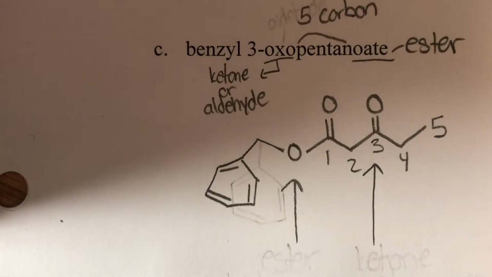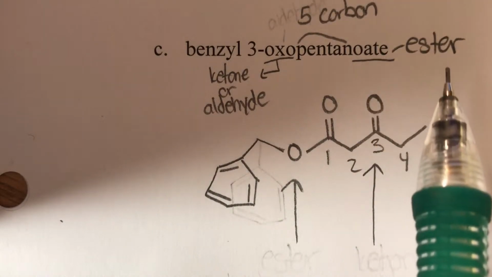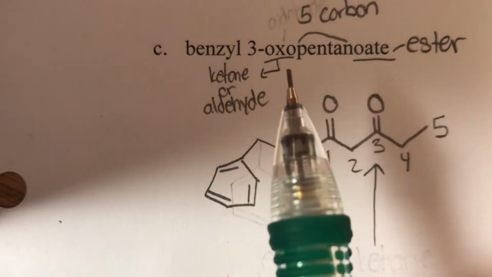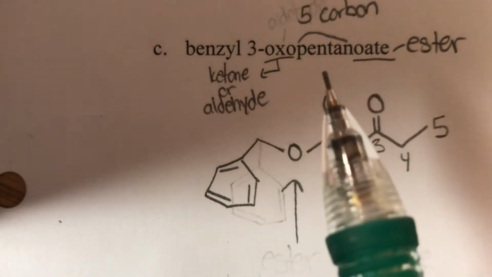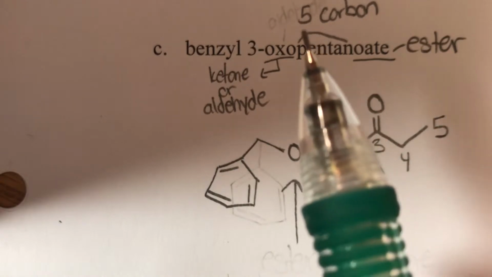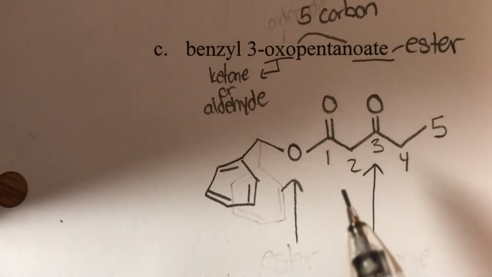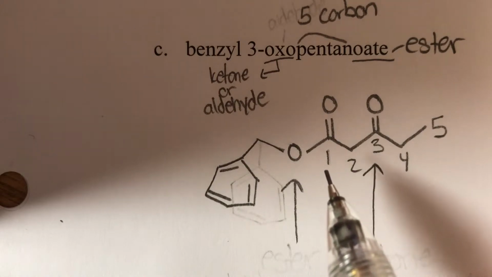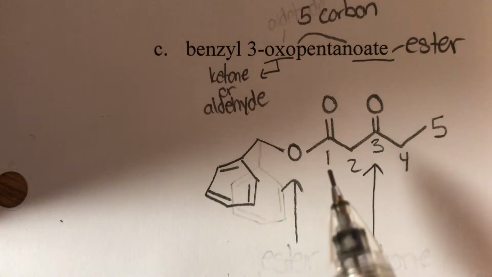So I first looked at the suffix of this compound, and the "oate" indicated that we're going to have an ester, and the oxo indicated that it was either going to be a ketone or aldehyde, and then the pentane meant that there was going to be 5 carbons. So using that, I drew the structure, and we want to start numbering near the high priority group.